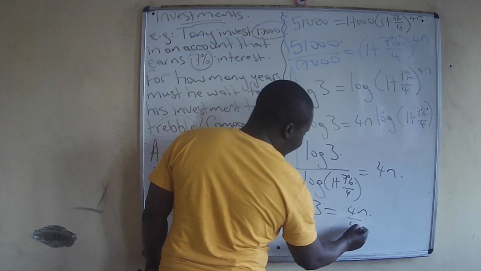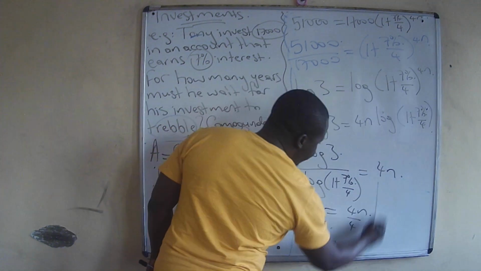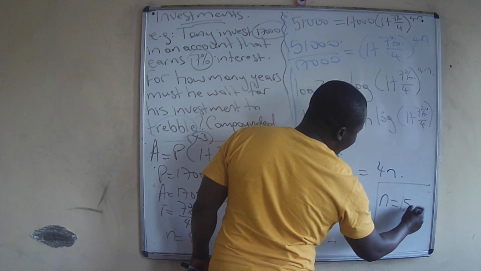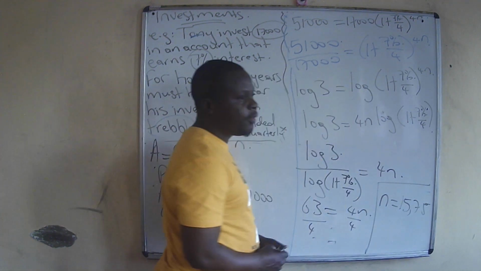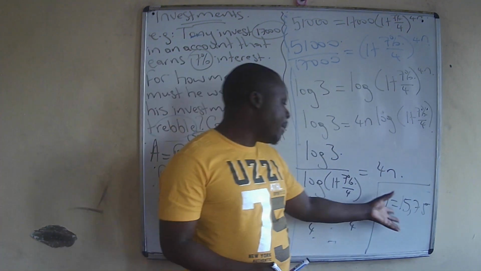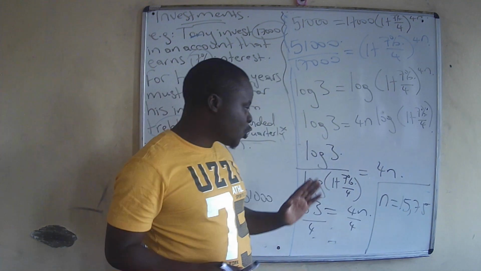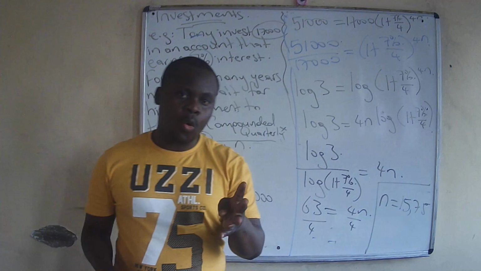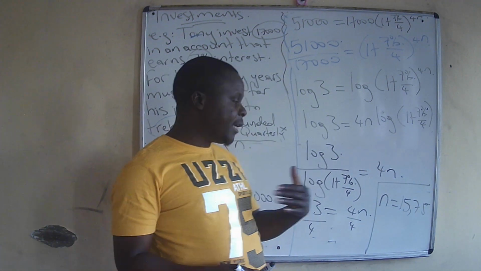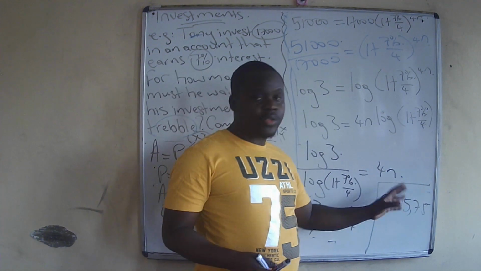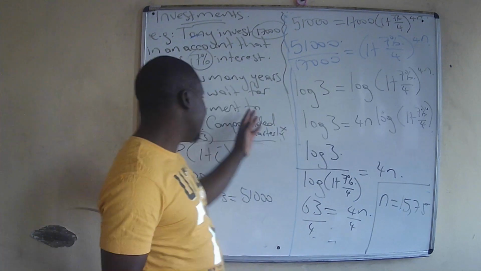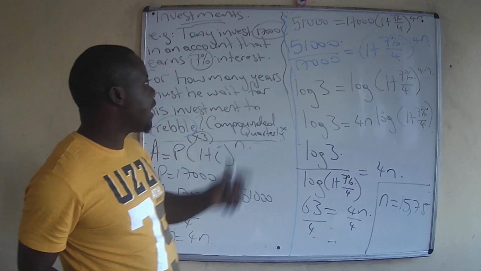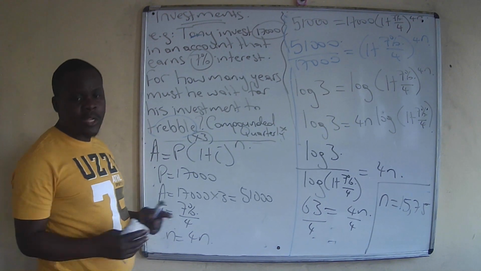Dividing both sides by 4, we get our n being equal to 15.75. Now 15.75 is the number of periods, which is months. So for us to get the number of years, we're going to divide this answer by 12 in order to get the number of years that we need for this amount to treble. So this is the kind of investment we said is a once-off investment.